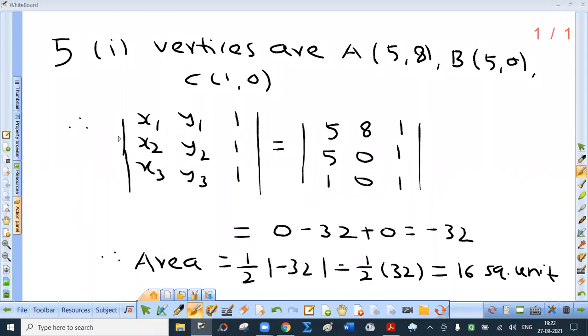In the next sum, we will be finding half into determinant. So if it is non-negative, we'll directly write that answer. If it is negative, we consider the modulus. So what is the area here? 16 square units.